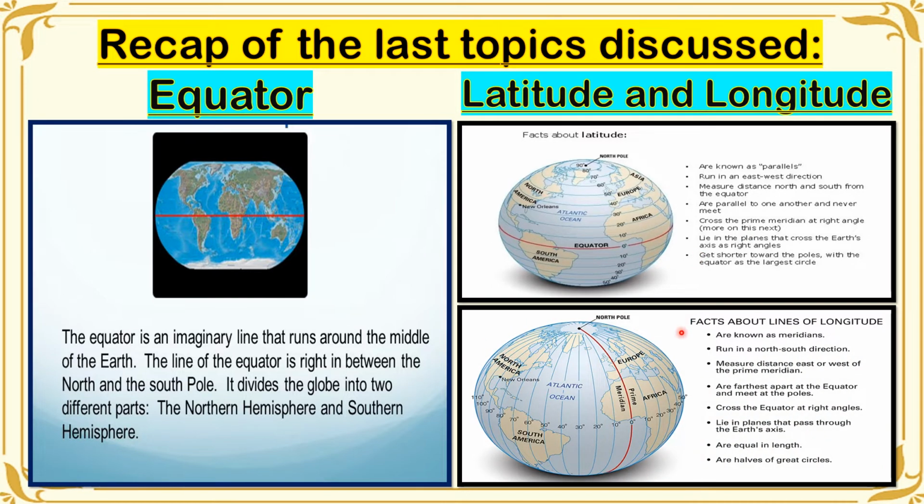Facts about lines of longitude: they are known as meridians, run in a north-south direction, measure distance east and west of the prime meridian, are furthest apart at the equator and meet at the poles, cross the equator at right angles, lie in planes that pass through the Earth's axis, are equal in length, and are halves of great circles.